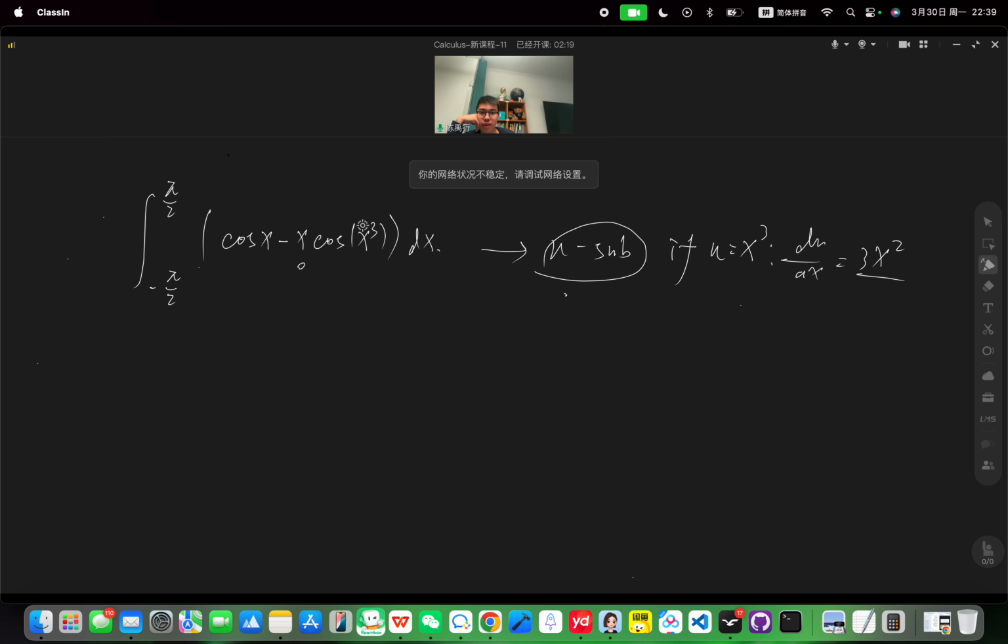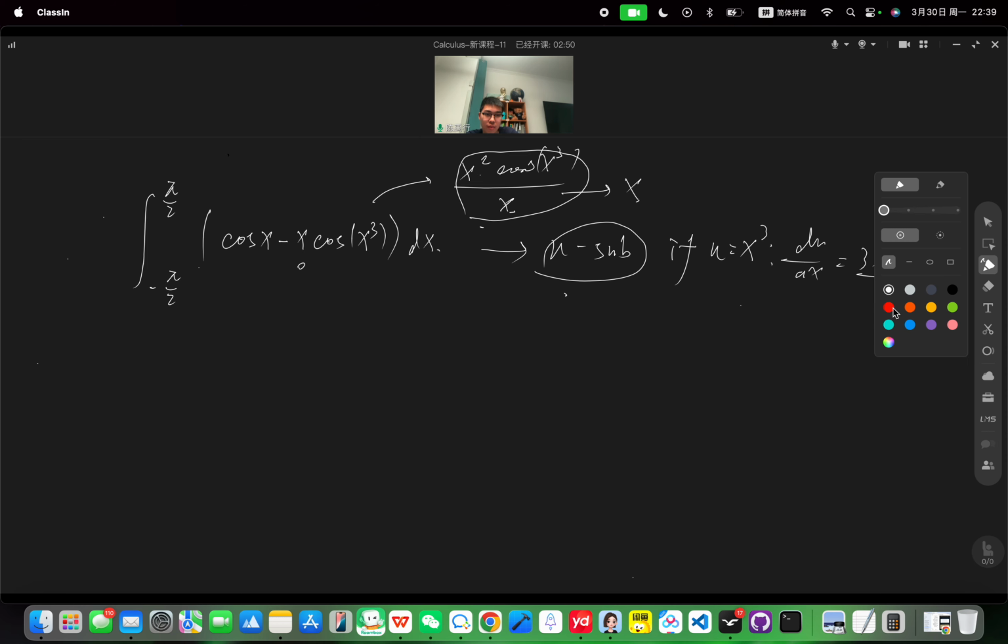So someone will say that we can just multiply by x, and it becomes x squared cosine x cubed over x. But after this algebra transformation, you can find that this was nothing. So how to solve this problem in a more effective way?